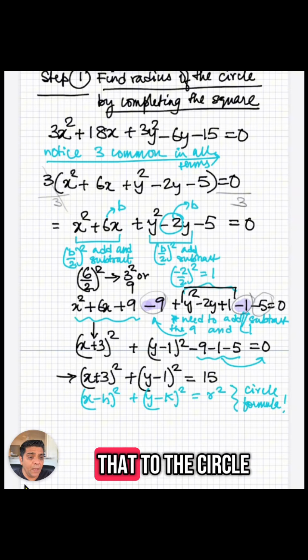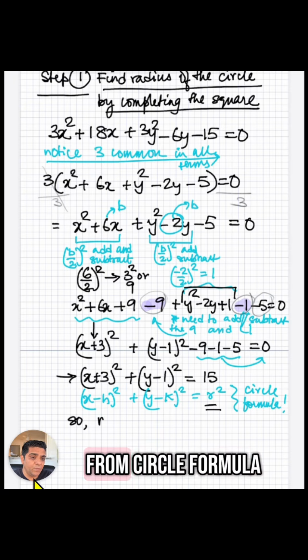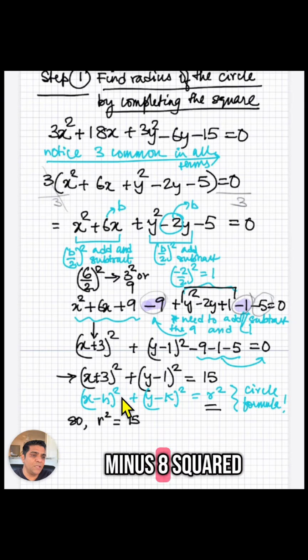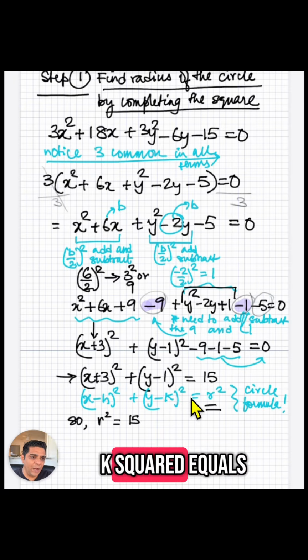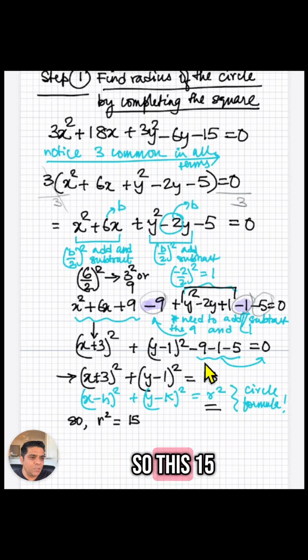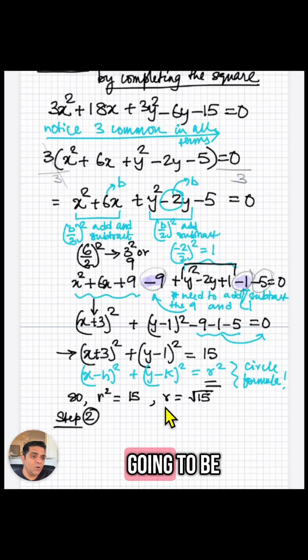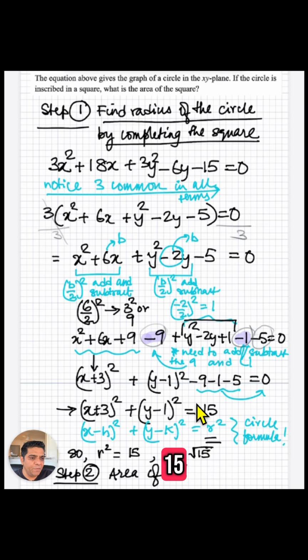Now let's compare that to the circle formula, which is x minus h squared plus y minus k squared equals r squared. So this 15 is r squared, the radius squared. Okay, so the radius then, taking the square root on both sides, is square root of 15.